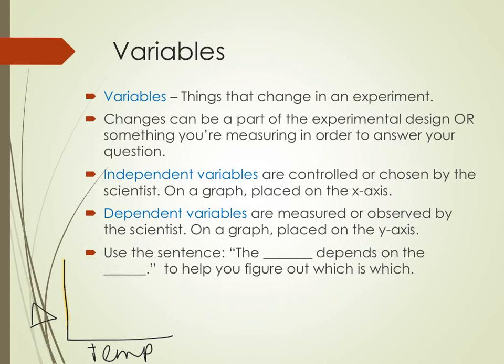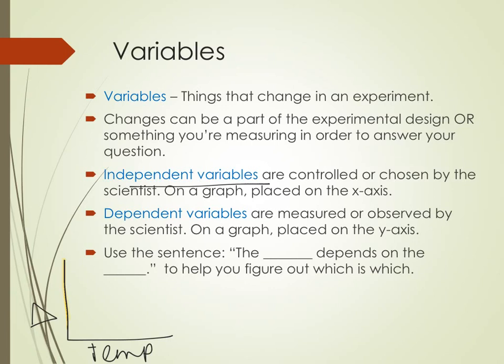And so that is your independent variable, the things that were chosen by the scientists before you really even got started. The dependent variable are the things that were measured or observed. So I'm measuring rate of change in that particular example. And so on a graph, the independent axis is your x-axis. That's where your independent variable goes. Dependent variable is the y-axis. That's where your dependent variable goes.